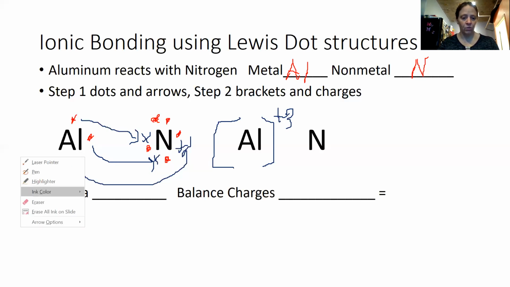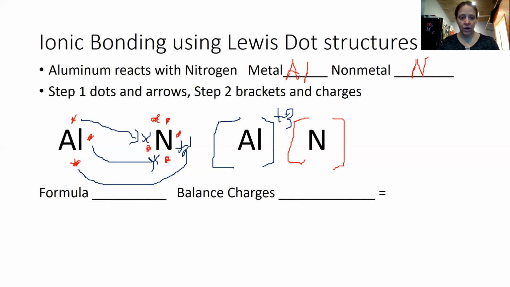And we're going to go ahead and move on to the nitrogen. So nitrogen, I have to show everything that's around the nitrogen. So I have my original 5 electrons.